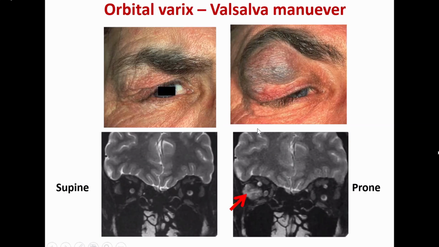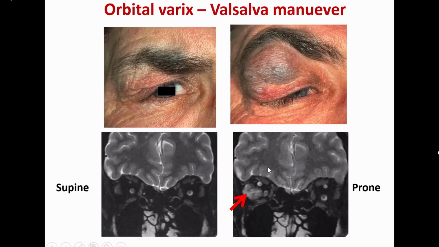If the consultant or the clinician is suspecting an orbital varix, maybe a routine MR in the supine position will not be sufficient. So you need to know, because it's a mixture of, when you say varix, look at the second image, it's a mixture of flow voids, and you will have to demonstrate that. So what you need to do is demonstrate it in the supine and in the prone position.